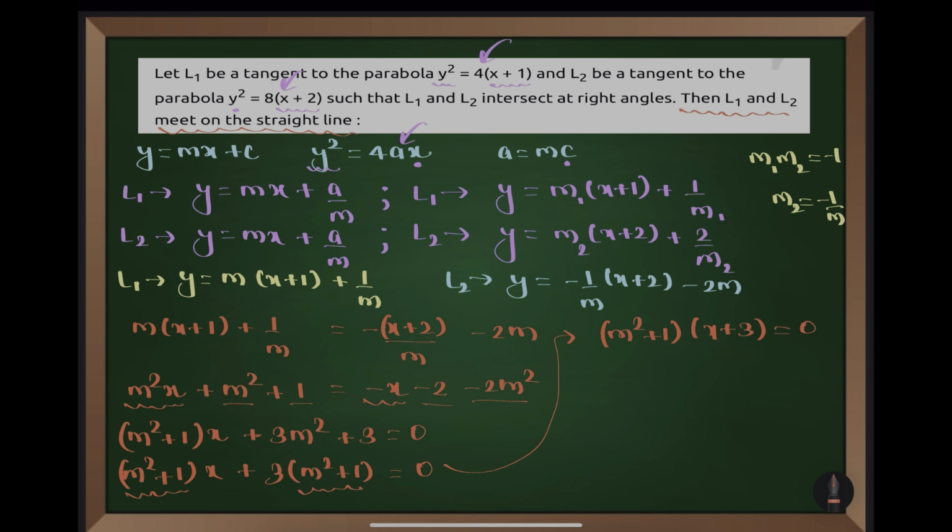So we got product of these two things as 0. But do you really think that this person can be 0? No. m square is always greater than or equal to 0. But if you add 1 to it, its minimum value will become 1, not 0. Okay, so the whole responsibility is on this person, that x plus 3 will be equal to 0. So we got this condition. Hence, the lines L1 and L2 will meet on the straight line this. I hope the idea is clear.